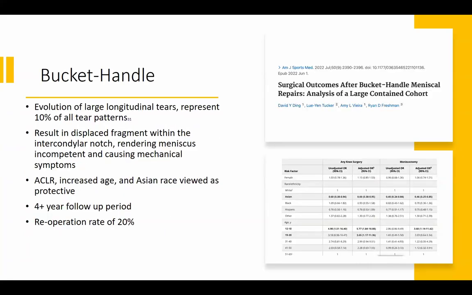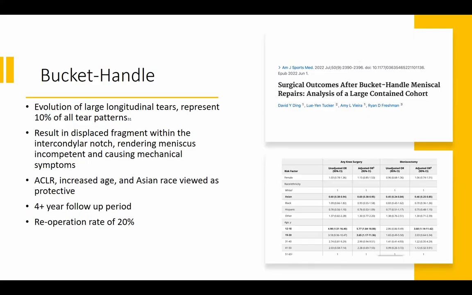Bucket handle tears are large longitudinal tears in which a large fragment displaces into the intercondylar notch, causing pain and mechanical symptoms, and thus hindering native meniscal function. They are ultimately an evolution of large longitudinal tears.